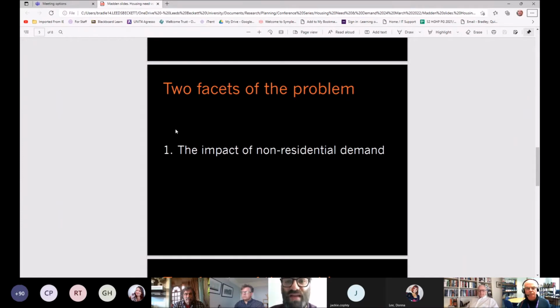Let's explore some of the facets of this issue. And you've already gone to the next slide. Thank you. So first of all, I think that we need to consider the impact of non-residential demand. So by non-residential demand, I mean investors, speculators, second home buyers, purchasers of holiday lets, anyone who's trying to purchase housing for purposes other than having it serve as home. A big part of the problem is that housing markets increasingly respond to non-residential demand and are shaped by non-residential demand.